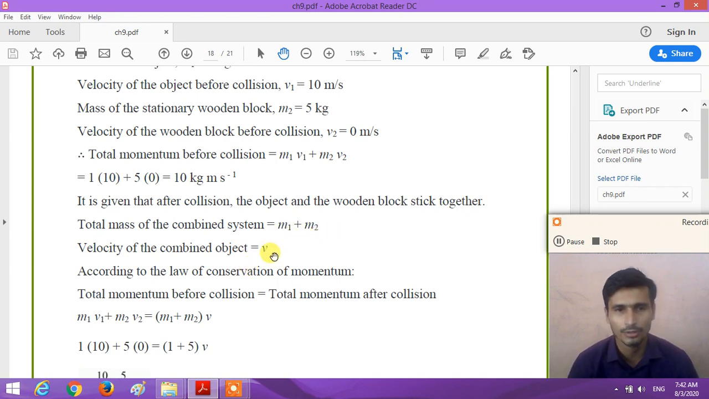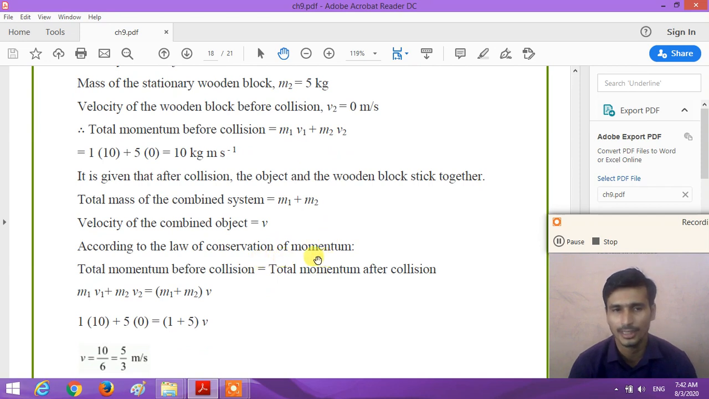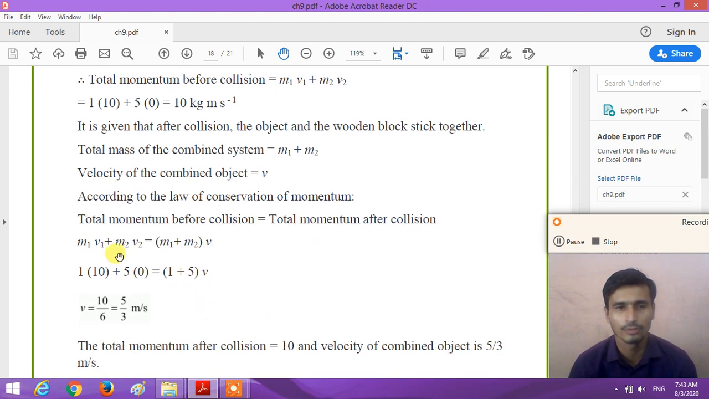So according to the law of conservation of momentum, the total momentum before the collision is equal to total momentum after the collision. So m1 v1 plus m2 v2 is equal to m1 plus m2 into v. So if you put the values, m1 is 1, v1 is 10, m2 is 5, v2 is 0, 1 plus 5 into v. And if you calculate, v is equal to 10 divided by 6, or we can say 5 divided by 3 meter per second. We can calculate in decimal point also.